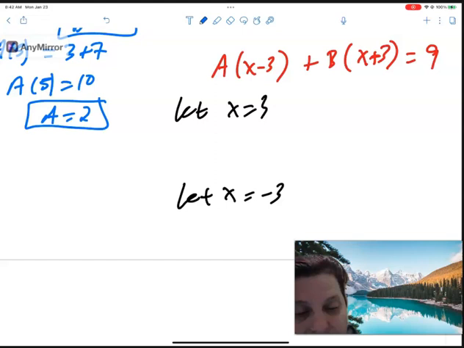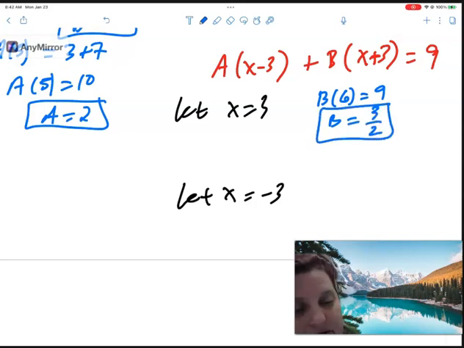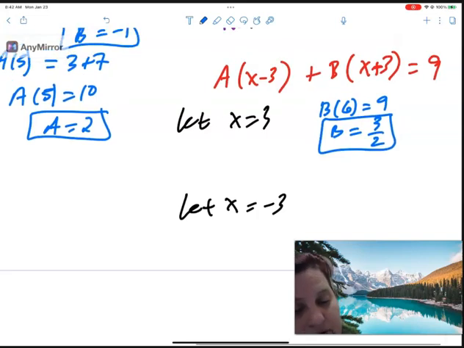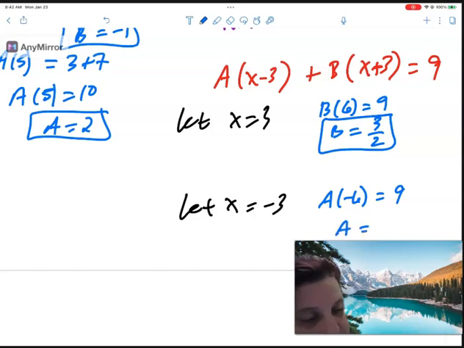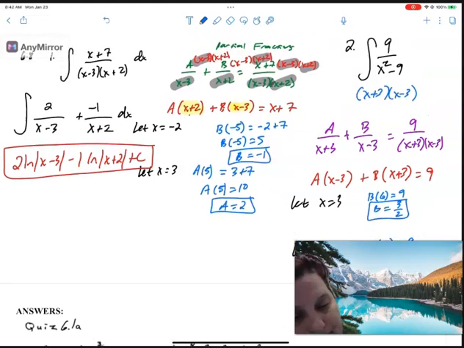Okay, if I let x equal 3, that's 0. So B times 6 equals 9. So B is 9 over 6, 3 over 2. If I let x equal negative 3, B, that one's 0. A times negative 6 is 9. A is negative 3 over 2 when I reduce that. Okay?